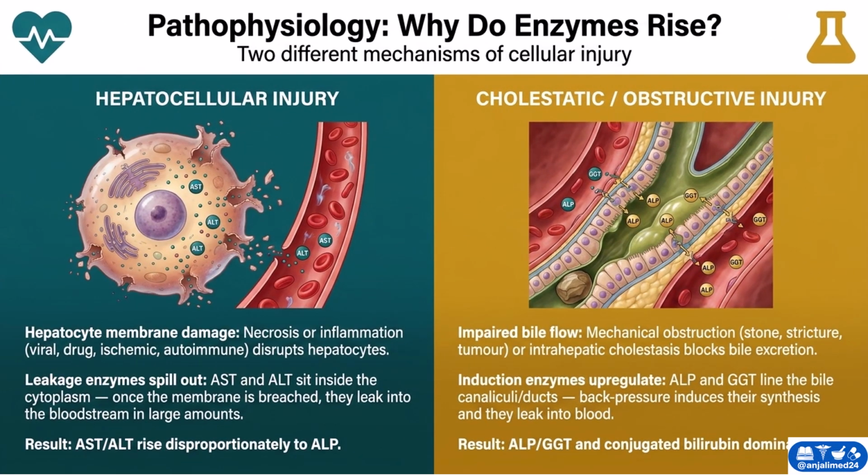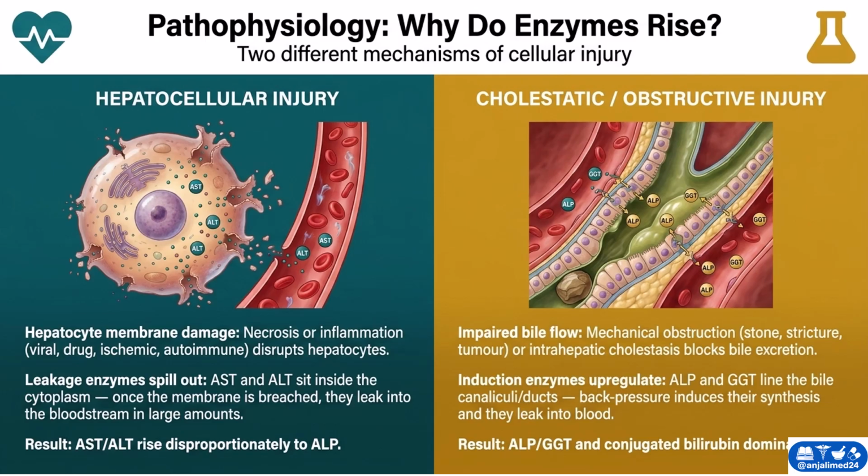To truly understand the liver function test, you need to understand why these enzymes increase in the first place. These are two completely different mechanisms of liver injury, and each produces a unique laboratory pattern. First, let's look at hepatocellular injury. Here, the liver cells themselves, called hepatocytes, are damaged by conditions such as viral hepatitis, drug induced liver injury, autoimmune hepatitis, or ischemia. When the hepatocyte membrane is disrupted, the enzymes stored inside the cells, mainly ALT and AST, leak directly into the bloodstream. As a result, ALT and AST rise dramatically, often much more than the ALP. This produces a hepatocellular pattern of liver injury.